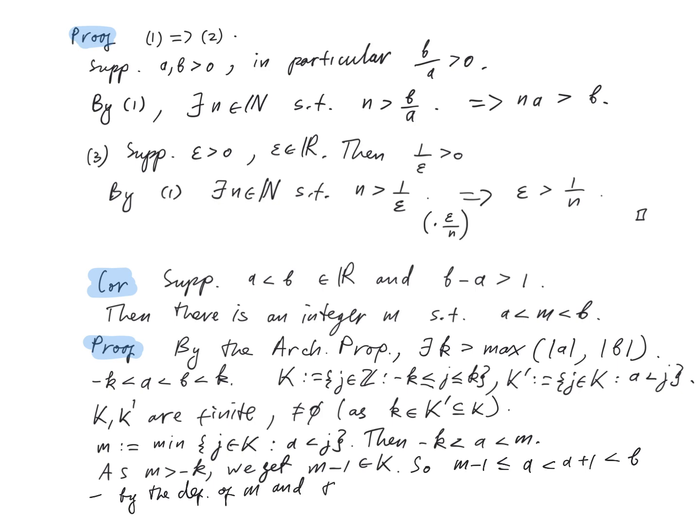and the assumption that b minus a is greater than 1. Now adding 1 yields that m is strictly less than b, and so a is less than m is less than b, as wanted.